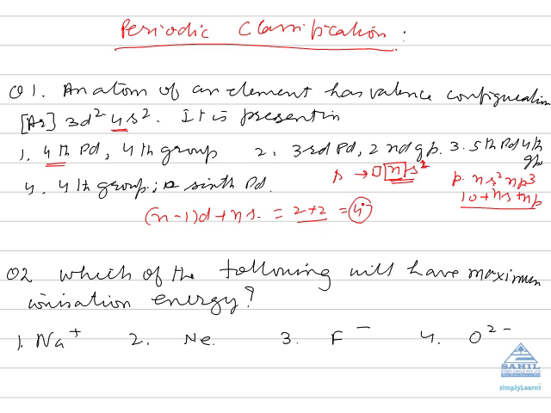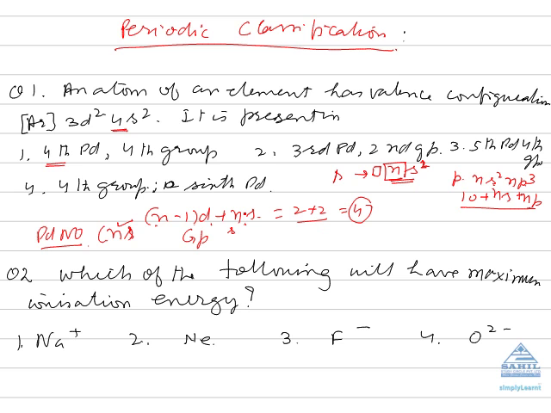So you have seen that the period number is given by the principal quantum number, which is n, and the group number for s block is equal to the number of electrons in the s orbital. For p block, it is 10 plus ns plus np electrons. For d block, it is (n-1)d plus ns electrons.